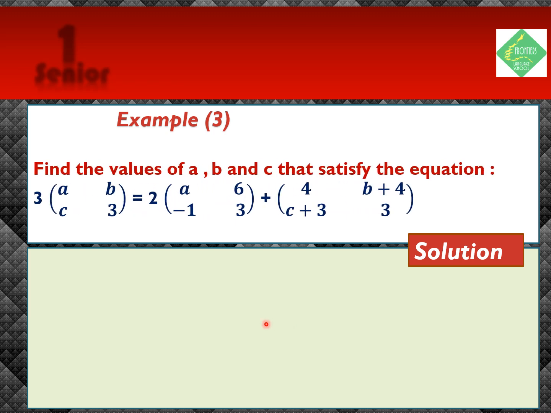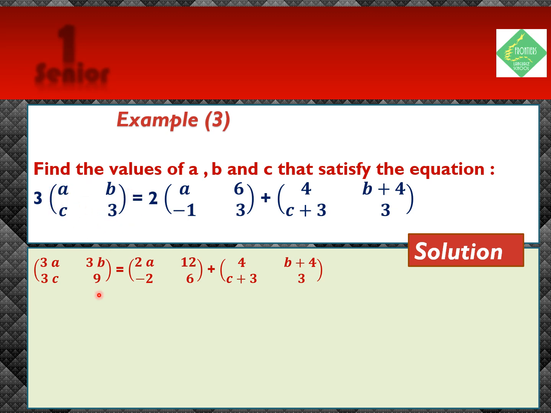Example 3. Find the values of a, b, c that satisfy the equation. Satisfy the equation means the left hand side will be equal to the right hand side. On the right hand side you have two operations: multiplying 2 by each element here and adding it to this matrix. The left hand side has only one operation, you will multiply 3 by each element. So the left hand side will be 3a, 3c, 3b, 9.